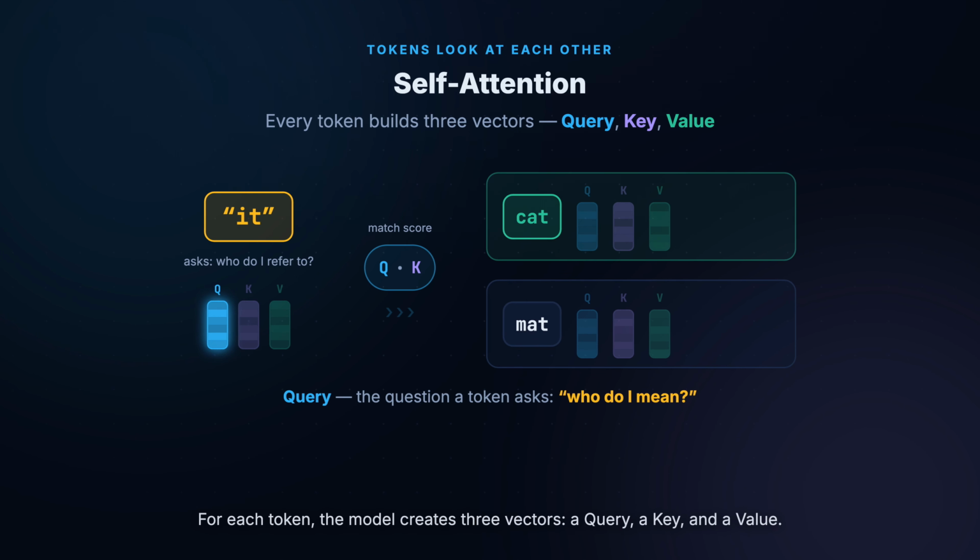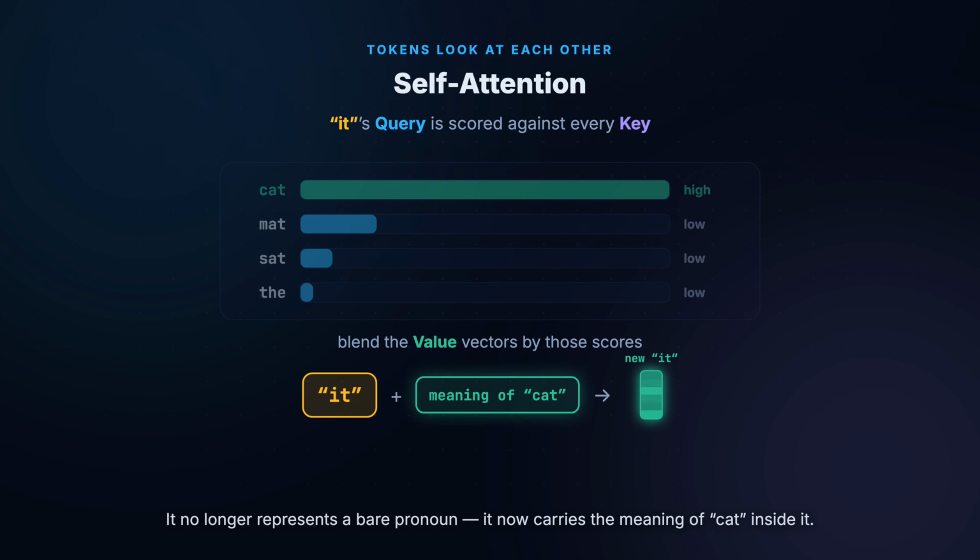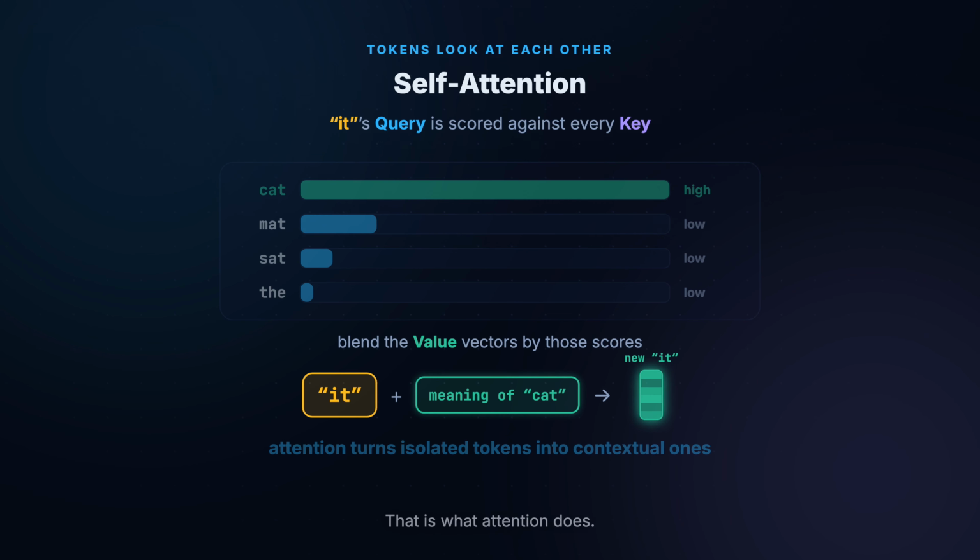The result is a new version of the token vector, enriched with context from other relevant tokens. The word is still "it," but its vector has changed. It no longer represents a bare pronoun, it now carries the meaning of "cat" inside it. That is what attention does. It turns isolated tokens into contextual tokens.